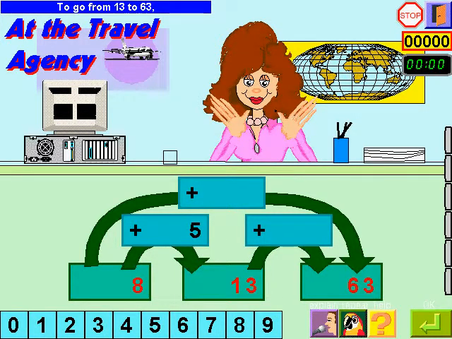To go from 13 to 63, I add 50. So, I write 50 in this box. Adding 5 followed by adding 50 is the same as adding 55. So, I write 55 in this box. There you go. It's your turn.